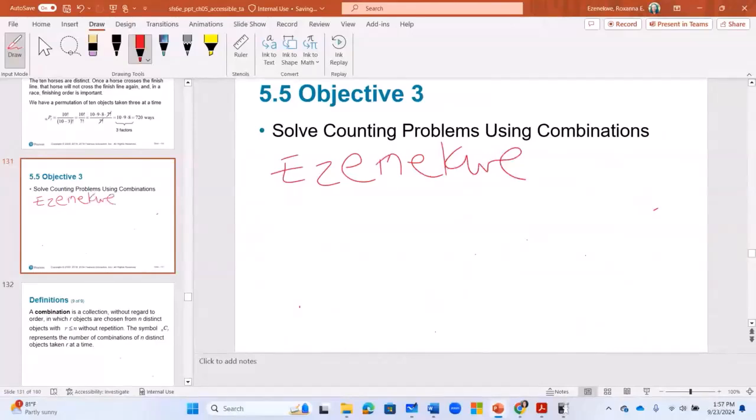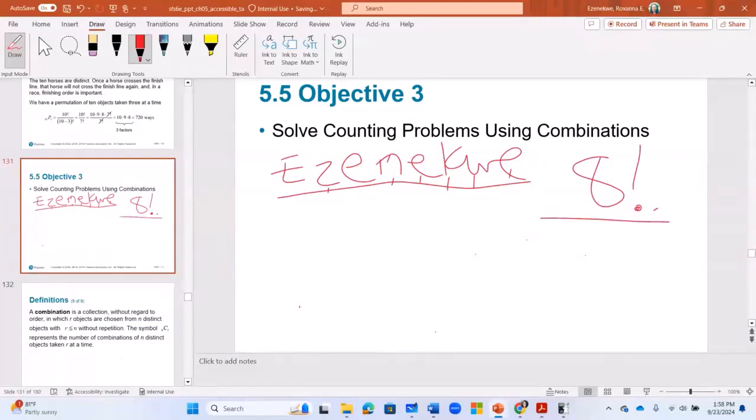But if I'm told to find how many ways I can arrange this word Ezenekwe, where order is important, the first thing I want to do is count the number of letters in my last name. 1, 2, 3, 4, 5, 6, 7, 8. So I will write 8 factorial.